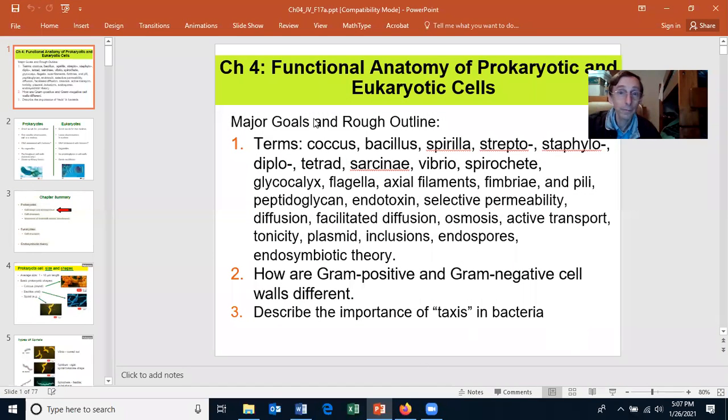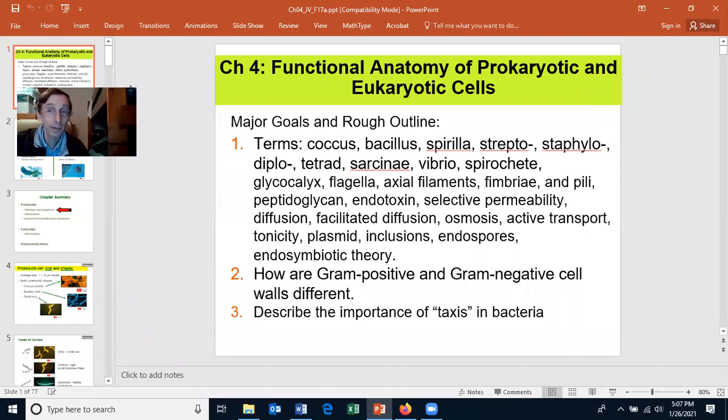So, Chapter 4, Functional Anatomy of Prokaryotic and Eukaryotic Cells. This slide is showing you the major goals, not the entire goals, just the major goals for this chapter, and a rough outline. So please know the terms. You should know what a coccus is, a bacillus, a spirilla, a strepto like streptococci, staphylo like staphylococci, diplo like diplococci, tetrad, a sarcinia, a vibrio, a spirochete.